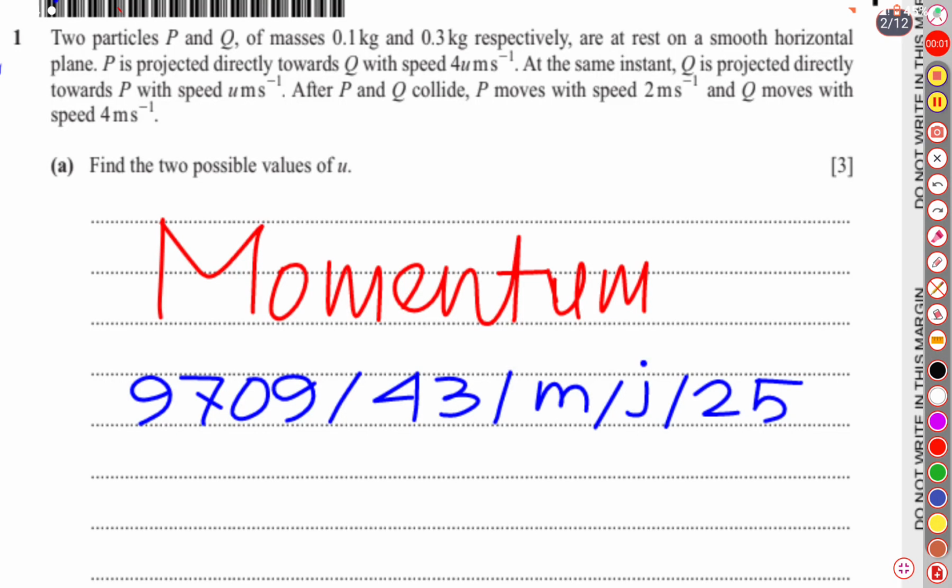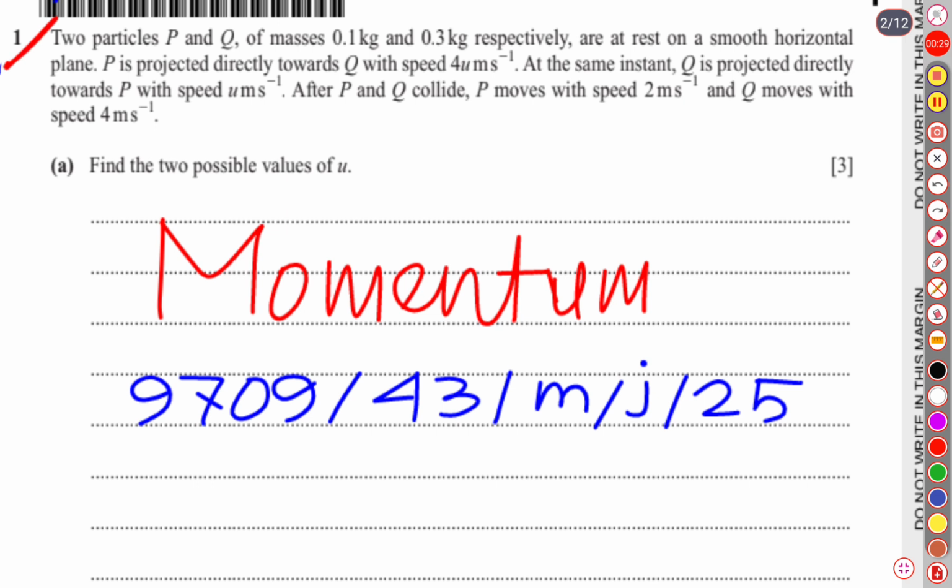Well, our today's topic is momentum. In most cases, the momentum concept is applied for conservation of momentum. The first question I have selected is from paper 9709/43 for the session May June 25, and we are going to solve question number 1 of this mentioned paper.